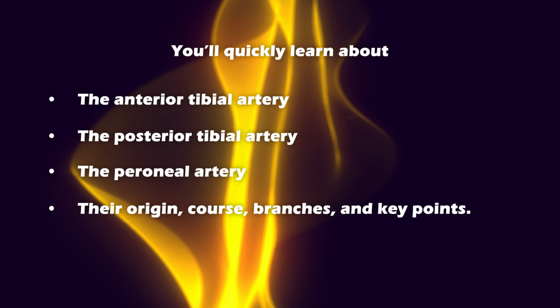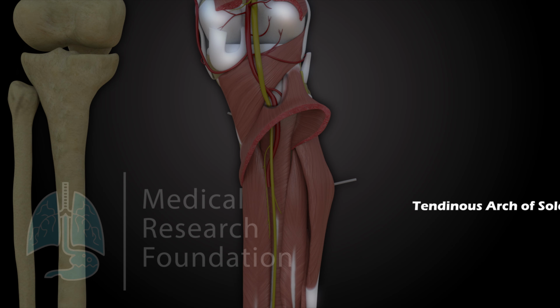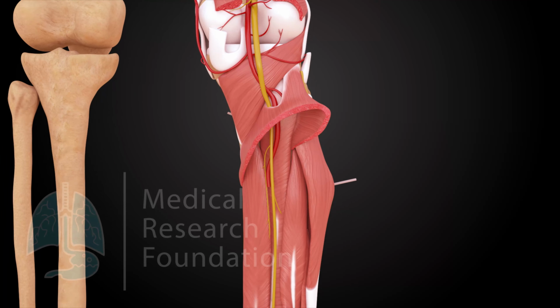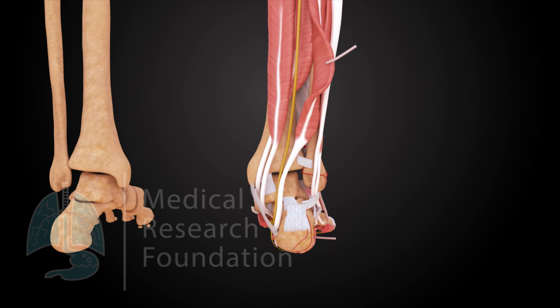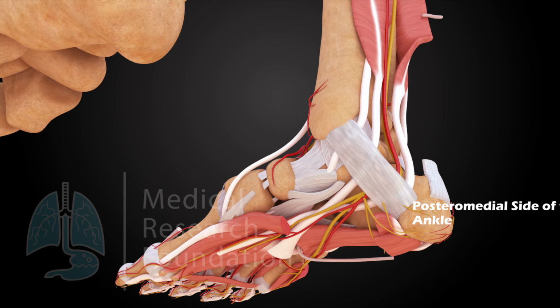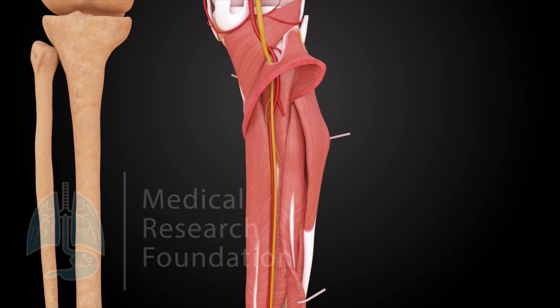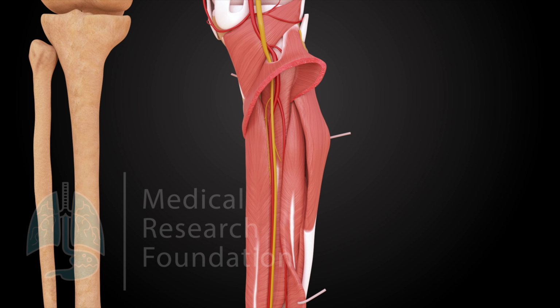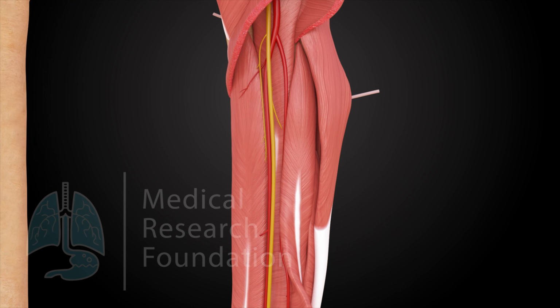Course and relations. It begins at the lower border of popliteus, between the tibia and fibula, deep to the gastrocnemius, and enters the back of the leg by passing deep to the tendinous arch of the soleus. In the leg, it runs downward and slightly medially to reach the posterior or medial side of the ankle, midway between the medial malleolus and the medial tubercle of calcaneum.